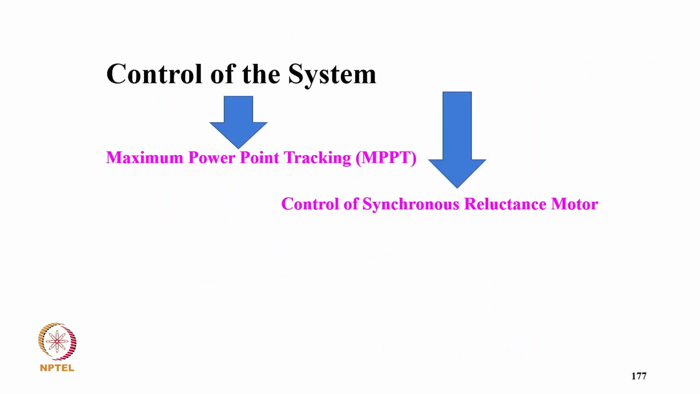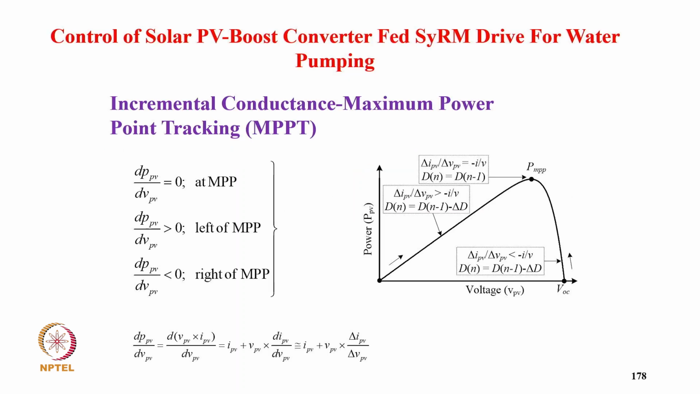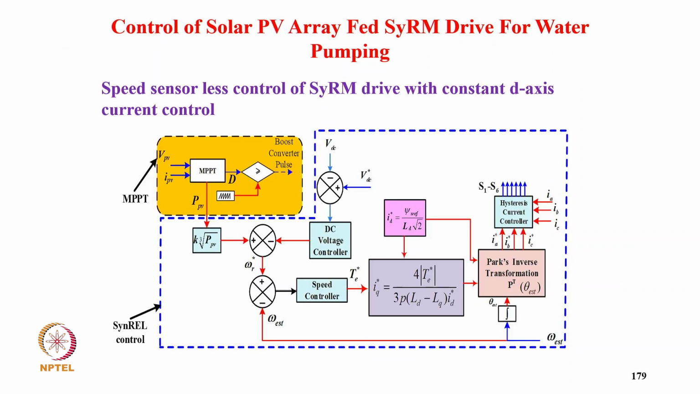So now coming to the control of the system, of course for the boost converter we do maximum power tracking, and then we control the synchronous motor, either by vector control or direct torque control. So this is the incremental conductance maximum power point tracking. How we really go is we decide whether we have to increase the duty cycle or decrease the duty cycle according to the left side or right side. And this is the speed sensorless control with D-axis current control.